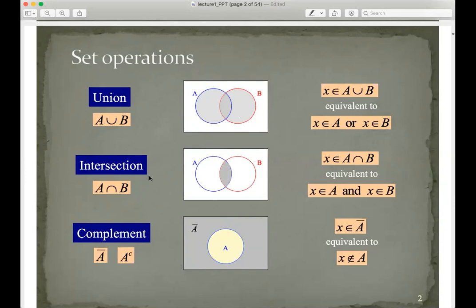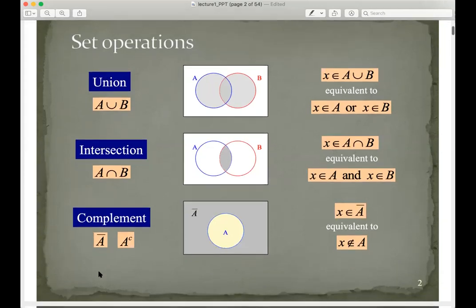Intersections, that means this is the upside down U. We can say this is the intersection of set A and set B. That indicates only the area overlapping the set A and set B. So if we say an object x belongs to A and B, that means x only belongs to this gray area. Thirdly is the complement.